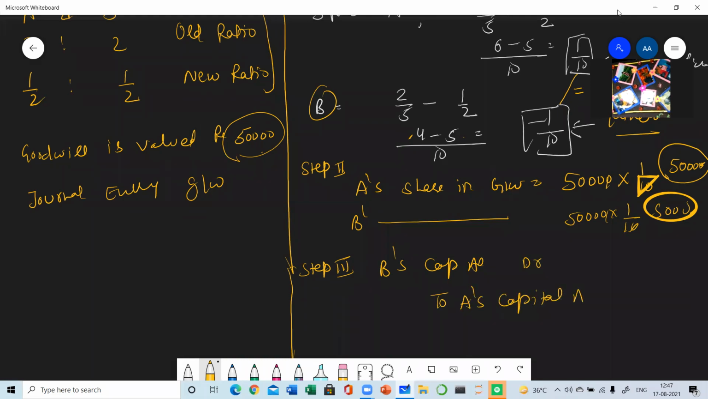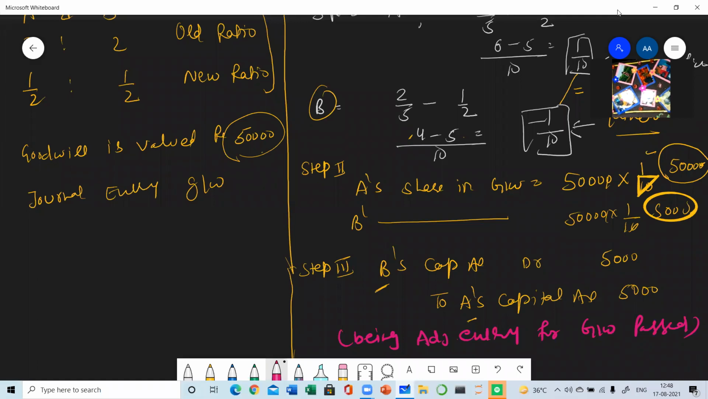What entry have I told you? Gainer partner. B is the gainer and A is the sacrificer. And the amount is 5,000. Okay. So 5,000. Now write down the narration. Being adjustment entry for goodwill passed. Or being adjustment for goodwill made. Whatever you want, you can write.